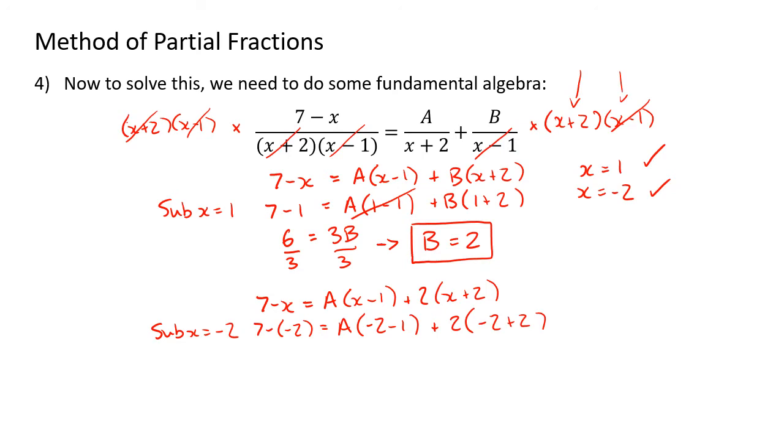You can see again, it doesn't matter which one we substitute in first, because whatever one we substitute will either 0 the a term or the b term. In this case, we have negative 2 plus 2, which is 0. So this term will just go to 0. So 7 minus negative 2 gives us 9, and that's equal to a times negative 3. To solve for a, we divide both sides by negative 3, and we get that a is equal to negative 3. Okay, I'll write it over here.